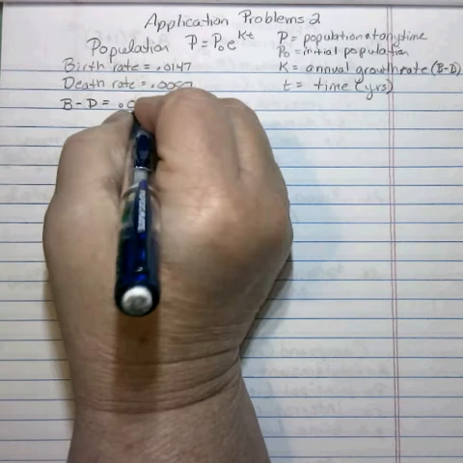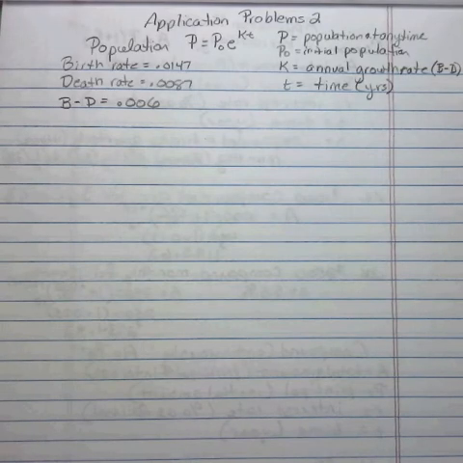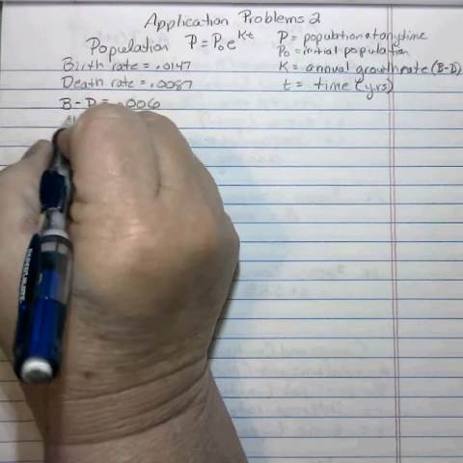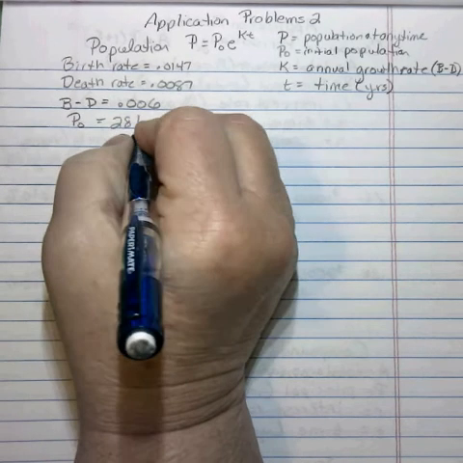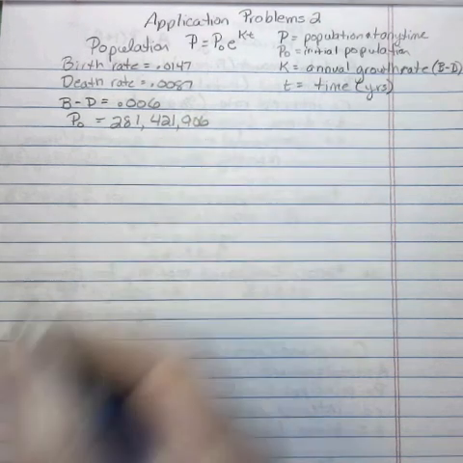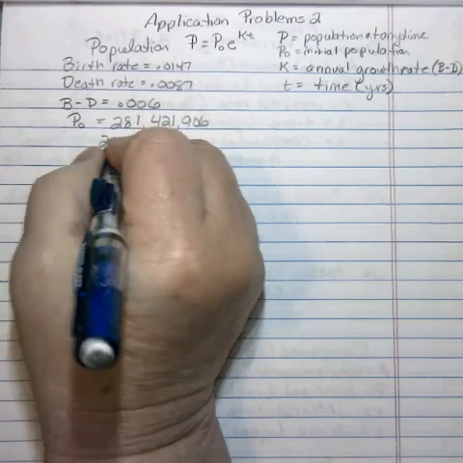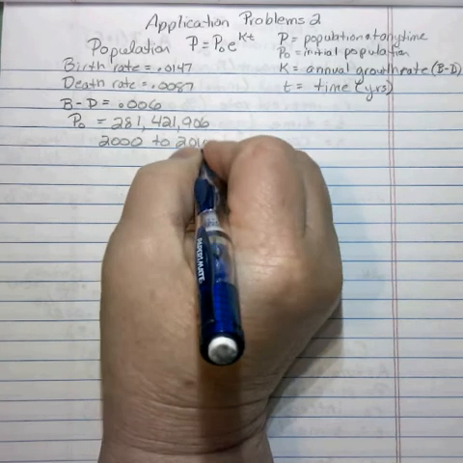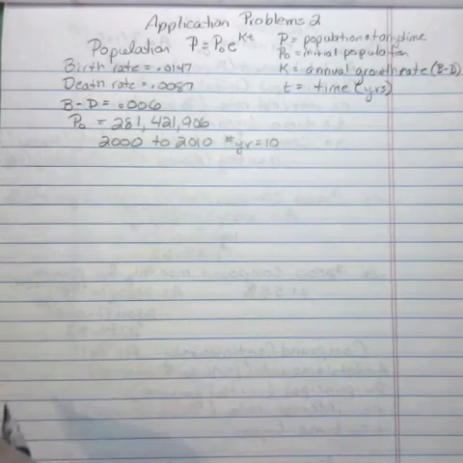to get 0.006, which is 0.6% for that growth rate. And also in this problem, our initial population is 281,421,906 people. We're looking at from the years 2000 to 2010. So our number of years will be 10 years.